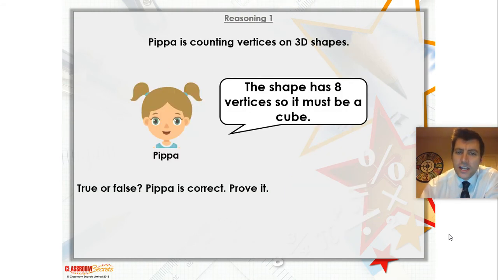Okay, Pippa's counting the vertices on a 3D shape. She thinks that the shape has 8 vertices, so it must be a cube. Is she correct? What do you think? Have a chin rub. Is she correct or is she incorrect? Lots of you spotting that she's wrong. It's false. Why is it false?